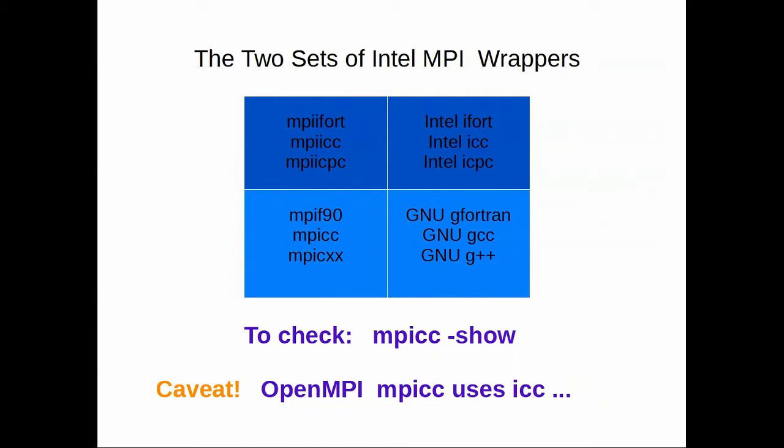Now that should maybe ring a bell, because if you're used to OpenMPI, mpicc will be using icc, and similar for the other commands, mpif90 and mpicxx would be using the Intel compilers. So it's not the most convenient naming scheme, but it does make you appreciate what they've done.